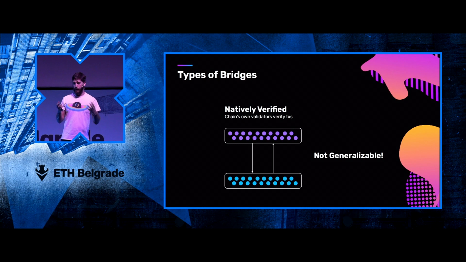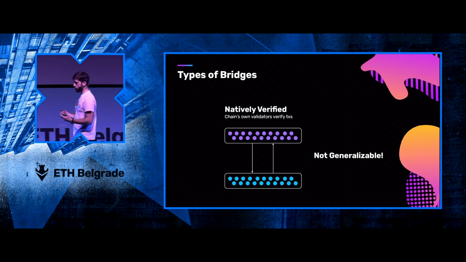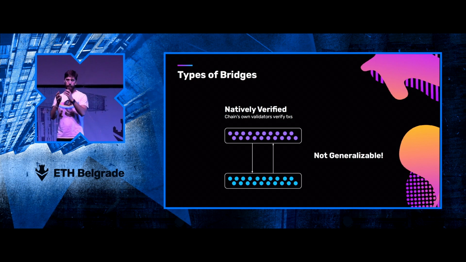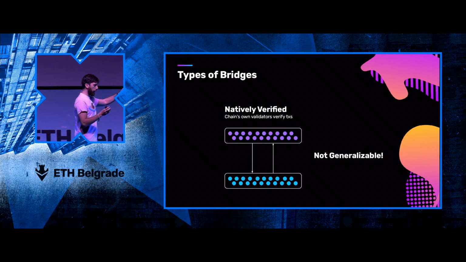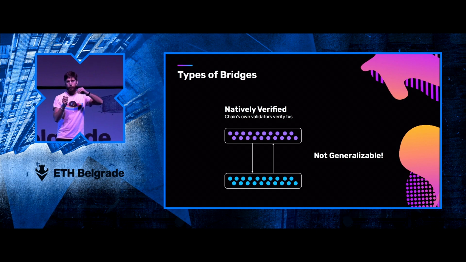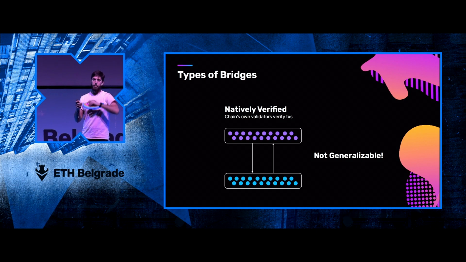But they have an issue. The limitation is that this type of communication is not generalizable, meaning it's very specific to a certain path. For example, if you want to go from Arbitrum to Ethereum, or from Ethereum to Arbitrum, the native roll-up bridge between Ethereum and Arbitrum is trustless and very secure, but it only works for the path between Arbitrum and Ethereum, right? So you need something that is more generalizable.